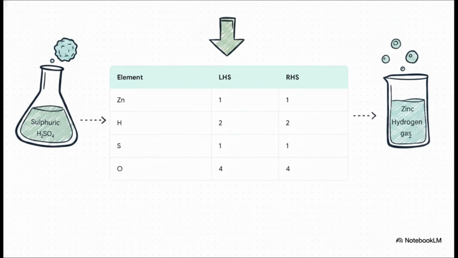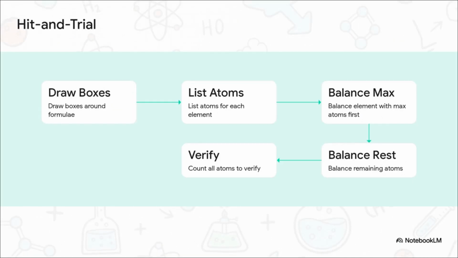No extra work needed. But what happens when it's not balanced? Let's tackle a notoriously tricky example together, using what's called the hit and trial method. It's basically like solving a logical puzzle. We're looking at iron reacting with water to form magnetic iron oxide and hydrogen gas. The skeletal equation is Fe plus H2O yields Fe3O4 plus H2. Okay, step 1. Draw boxes around each formula. This is absolutely crucial because you cannot change anything inside the boxes. You can only add multipliers outside of them.